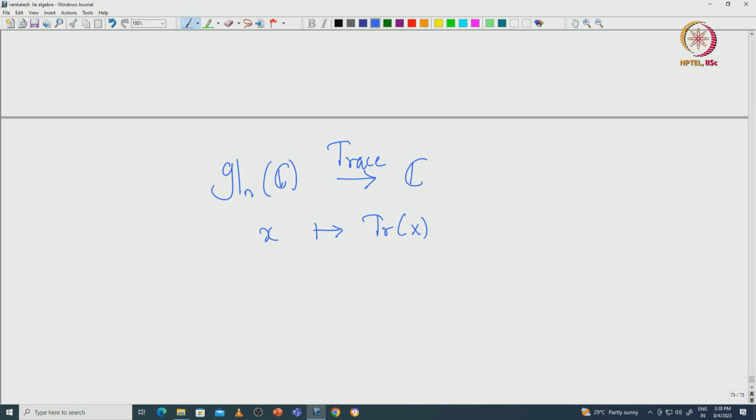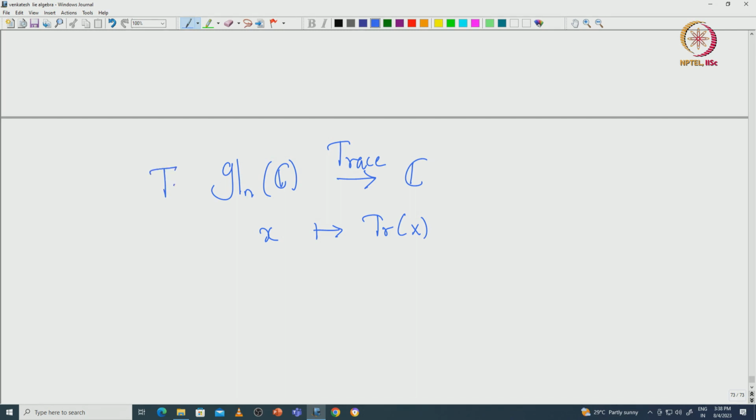Why? Because on the right side you have a one dimensional space, so it must be abelian, and the Lie structure that I have already explained is the abelian structure. On the left side you have a commutator bracket, but if you take the trace of any commutator bracket, that will be 0. Because of that, this map trace is actually a Lie algebra homomorphism.